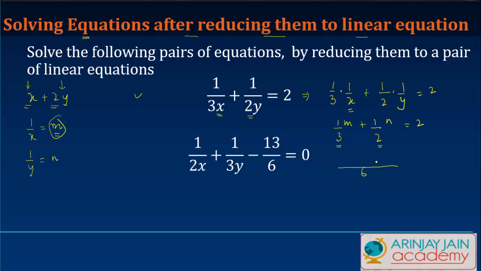I can take 6 as the LCM, so I get 2m plus 3n is equal to 12. Let me call this equation 1.